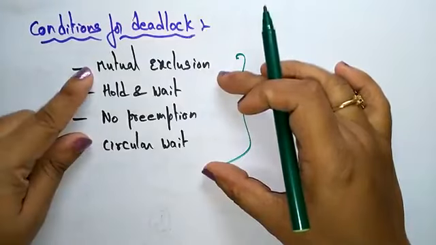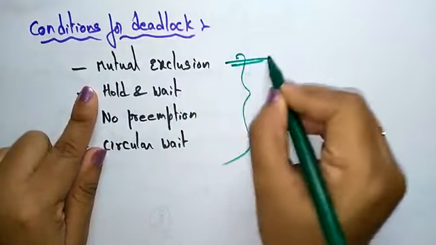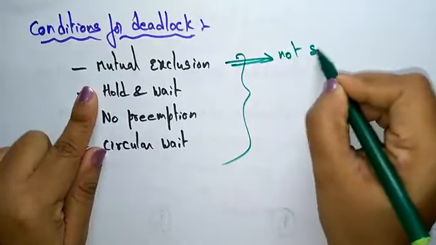So mutual exclusion means there is no sharing. Mutual exclusion means it is not shareable.